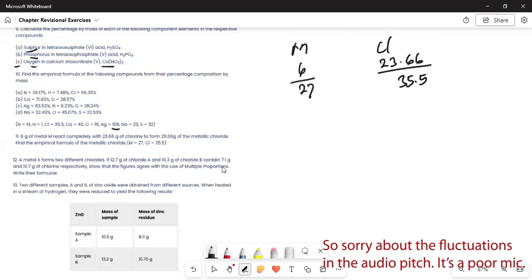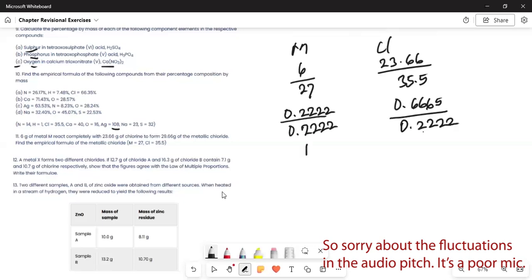6 divided by 27 is 0.2222, and 23.66 divided by 35.5 is 0.6665. Now we pick the smallest one and use it to divide through. This is the smallest one here, 0.2222. This is 1. And 0.6665 divided by 0.2222 is 3 approximately. Therefore, the empirical formula of the chloride is MCl3.